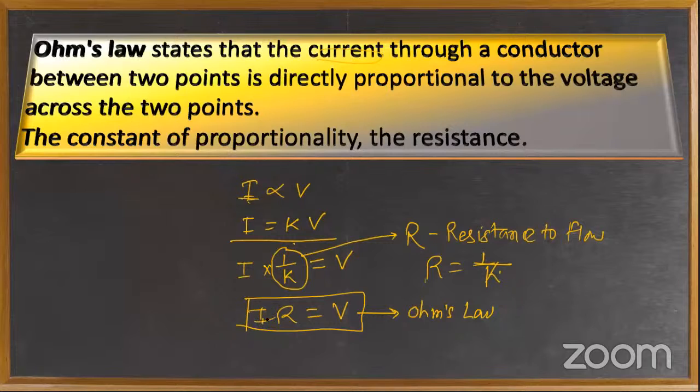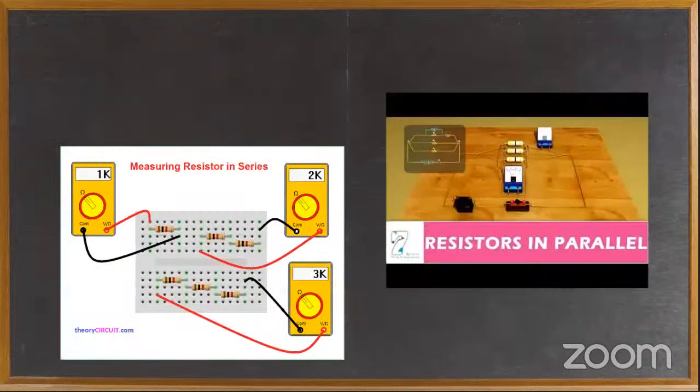This is Ohm's law, which you need to understand and remember. Out of that, when we come to the resistance, R is equal to V upon I. Resistance is equal to voltage upon current. So that you have already understood.